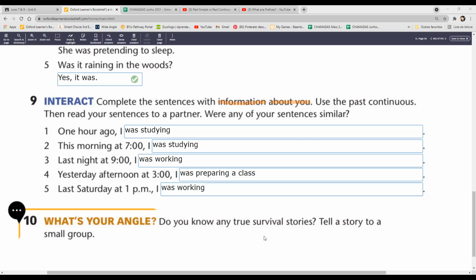Do you know any true survival stories? No. I don't know. Yeah, me neither. If I know, I don't remember now. But of course, we all know some stories, but we can't remember. It's okay. So let me see if I can get one for you here so I can share with you before we go. Okay? Just a second.